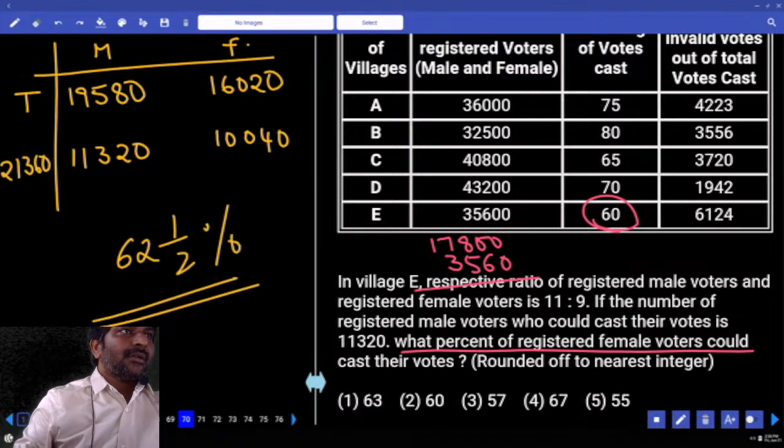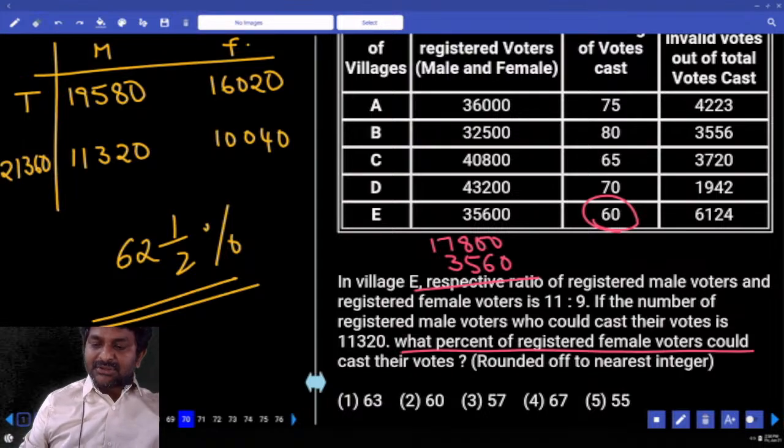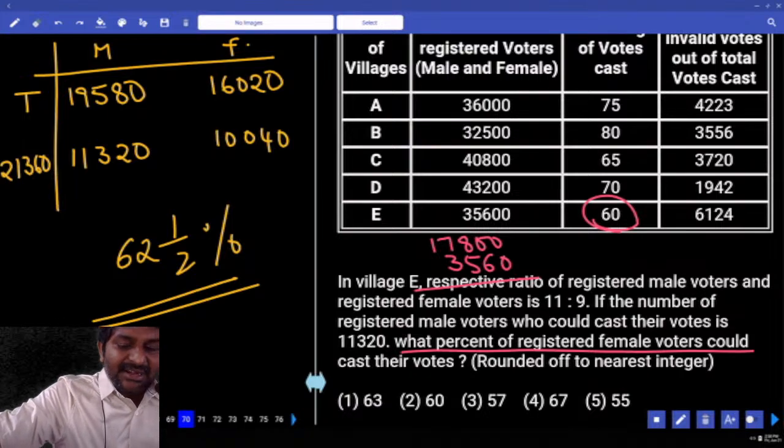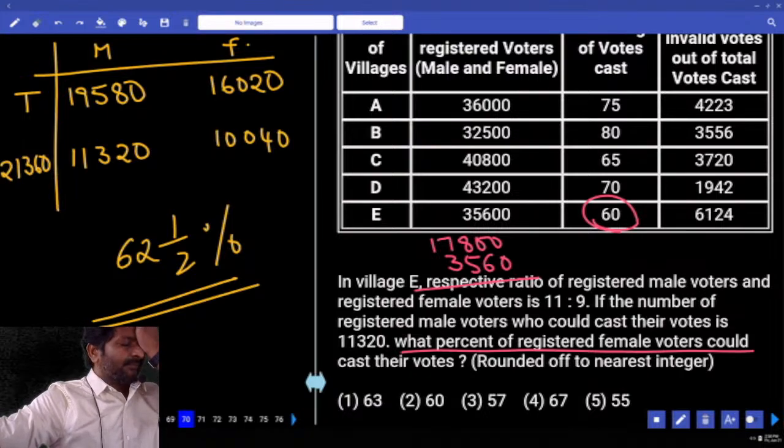62.5%, correct? Your answer should be close to that number. Go to the options. Round it up to the nearest integer. Answer: 60.